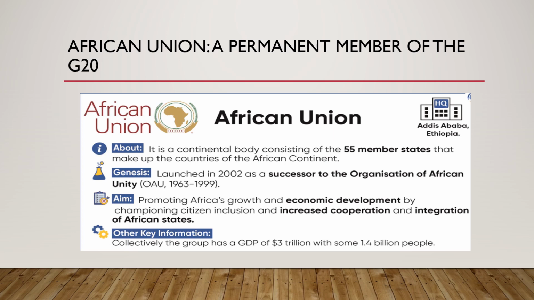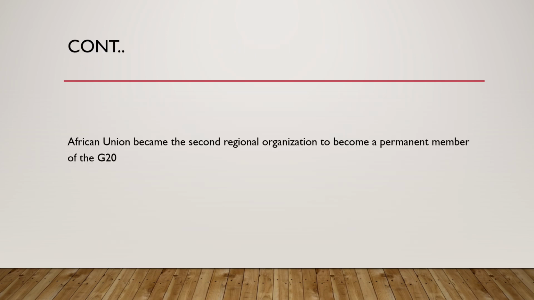If we see the collective GDP of the African Union, it is calculated as 3 trillion, with some 1.4 billion people. Why was it in the news? As we know, the African Union became the second regional organization to become a permanent member of the G20. The European Union was the first regional organization to become a part of the G20, and similarly, the African Union is the second regional organization to become part of the G20.